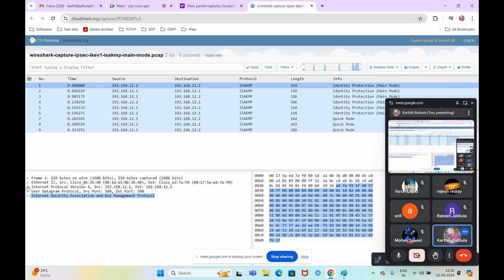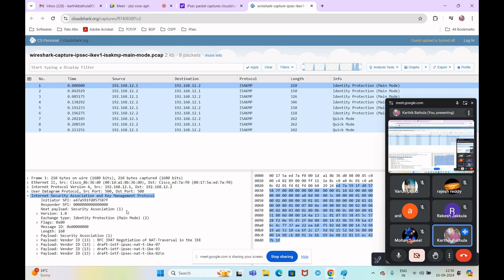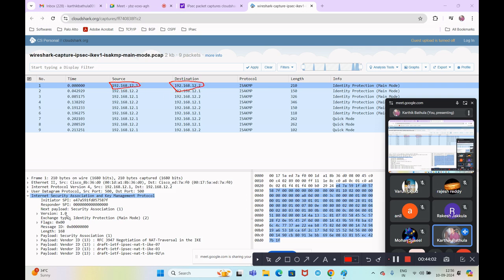This is a packet capture where this is the main mode, right? See here in the first message, this is the first message from 12.1 to 12.2. There is an IPsec payload. These are security associations. We can see here, negotiation of NAT traversal in IKE. It will negotiate whether site 1 and site 2 support NAT traversal.